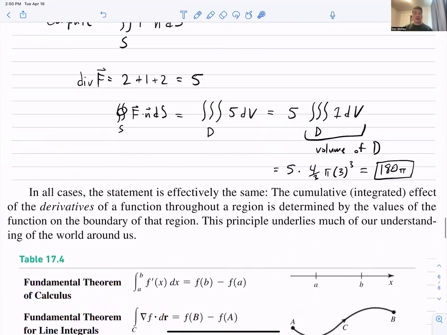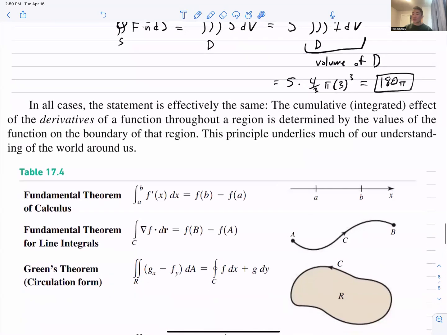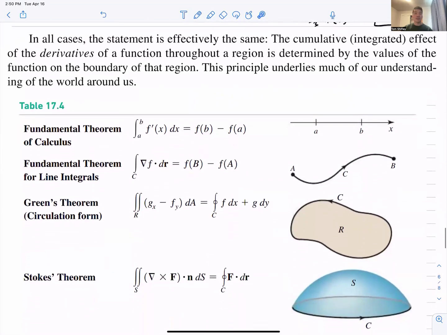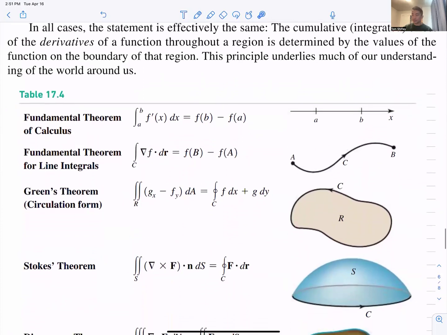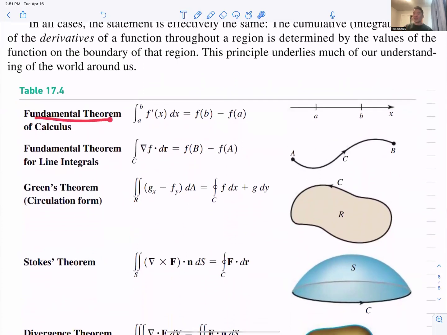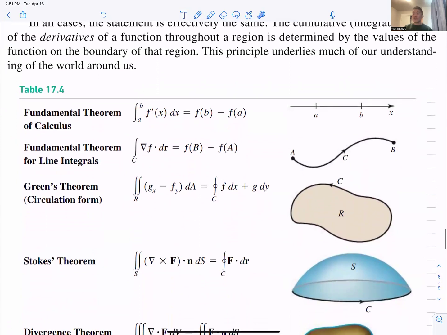Real quick, I just want to talk about how all these ideas are related. They're all just higher forms of the fundamental theorem of calculus. There's this through line. The original fundamental theorem of calculus says that if you integrate the derivative of a function from a to b, you can just evaluate the original function, f of b minus f of a. And then the fundamental theorem for line integrals said that if you integrate over a curve C the gradient of a function, then you can just evaluate the original function f at b minus a.